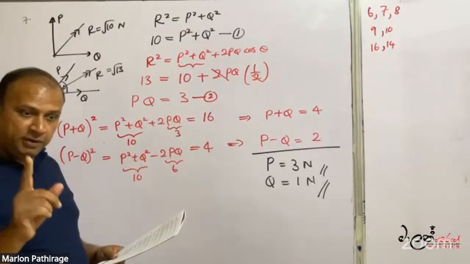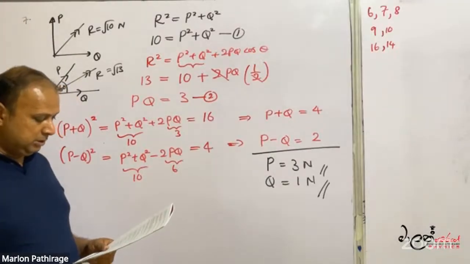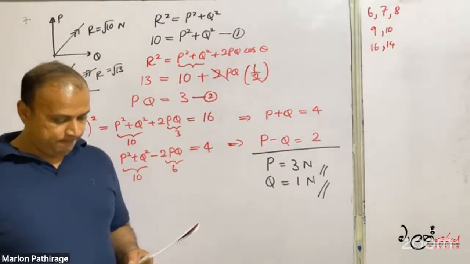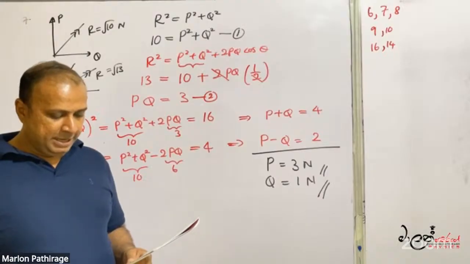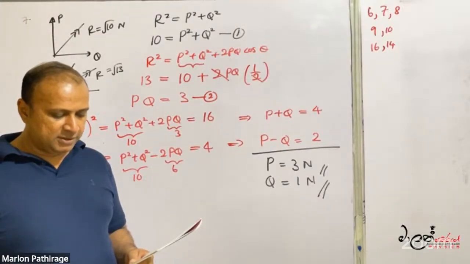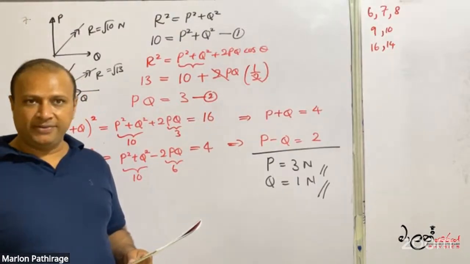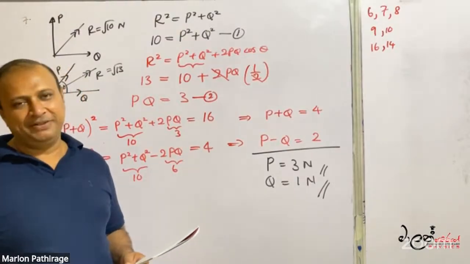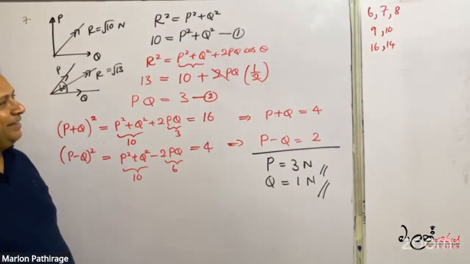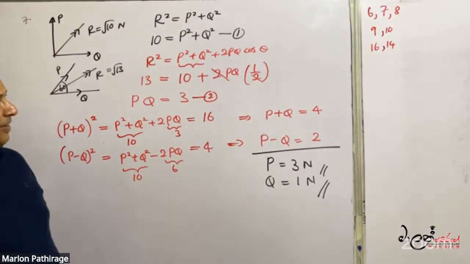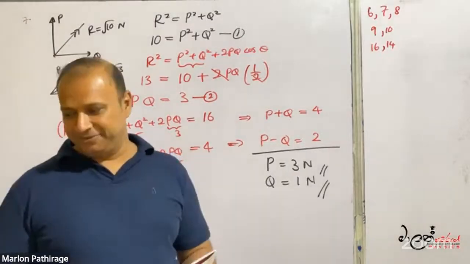Two forces of equal magnitude act on an object. If the magnitude of the resultant force of the two forces is equal to the magnitude of one force, find the angle between the two forces. I think we have done that thing, but again we can do it.